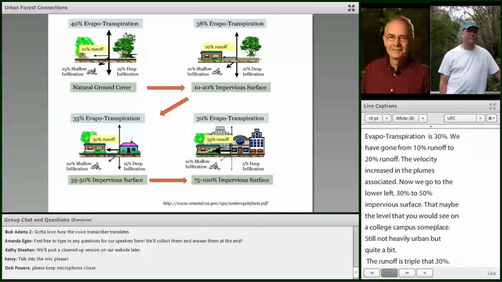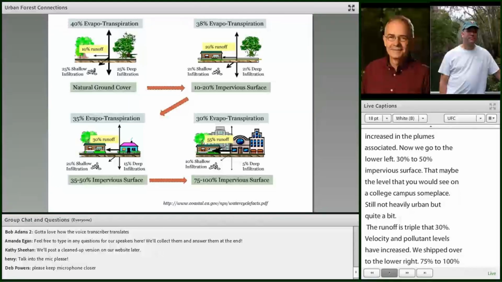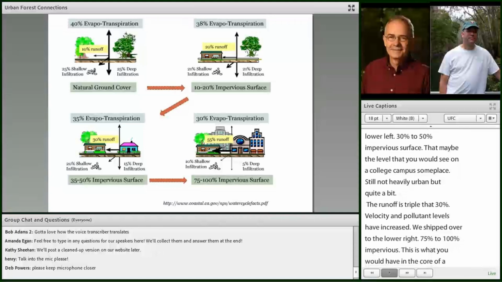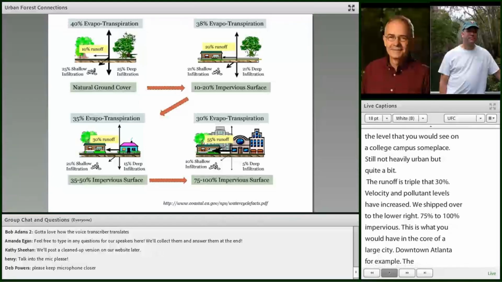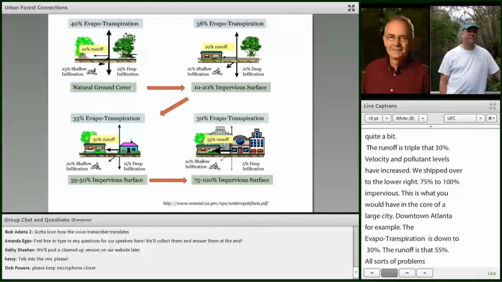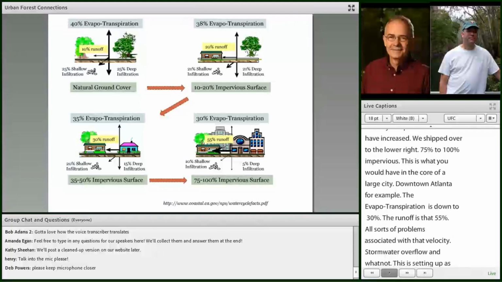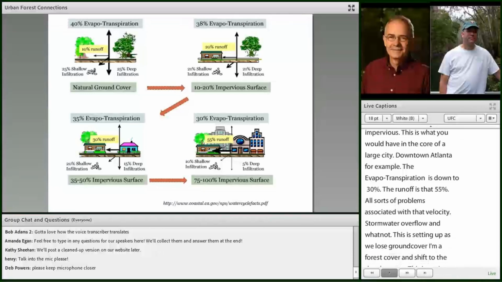Then we shift over to the lower right, 75 to 100% impervious. This would be what you have in the core of a large city, downtown Atlanta, for example. The evapotranspiration is down to 30, the runoff up to 55%. So there's all sorts of problems associated with that in velocity, stormwater overflow, whatnot. Now this is setting up as we lose ground cover, forest cover, and shift to development. This is setting up one of the scenarios that might increase the risk of West Nile virus.